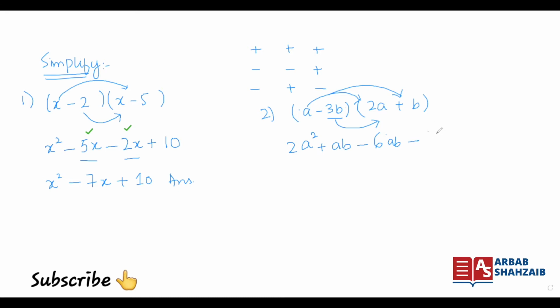So 3b square. You must remember, whenever we have the same variables and these are multiplied, the powers are added. 1 plus 1, that is b square. b times b is b square. Okay. Now, what do we need to do here? We need to simplify. Then our answer will end.